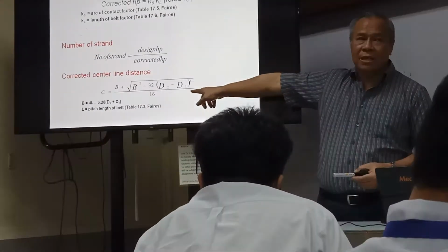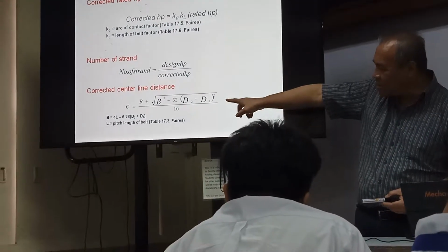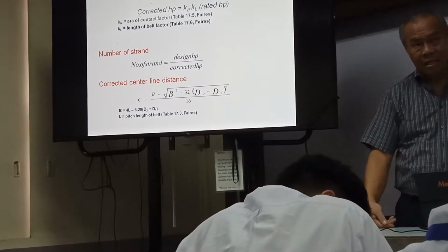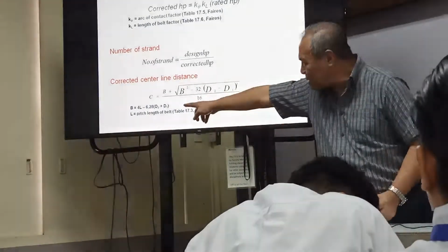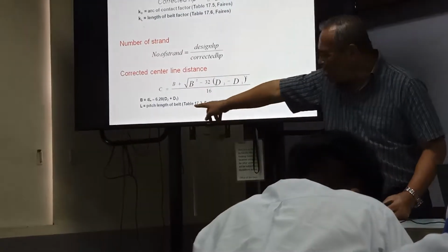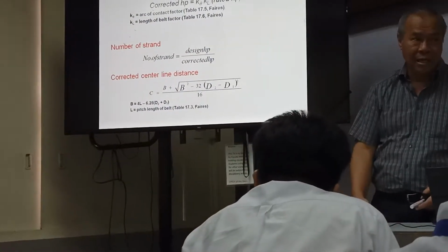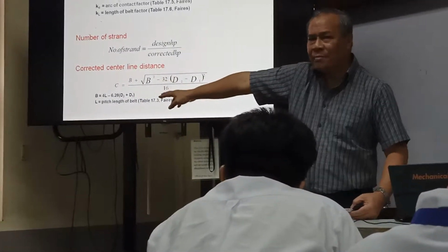So you can correct the center line distance by using this particular equation. Again, this is taken from your textbook. So C will be equal to B plus square root of B squared minus 32 times the difference in diameter squared, all over 16. Now, ano yung B natin? That B represents this one: 4L minus 6.28 times the summation of the two diameters. Again, this is taken from our textbook. Small letter b or big letter B, the same.